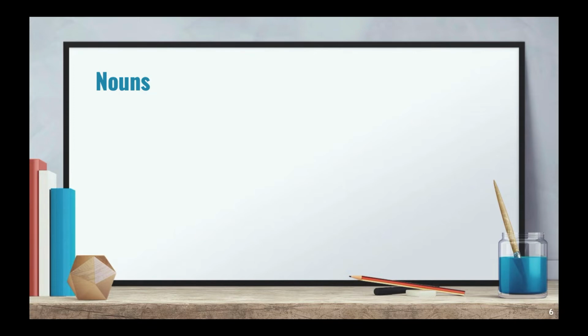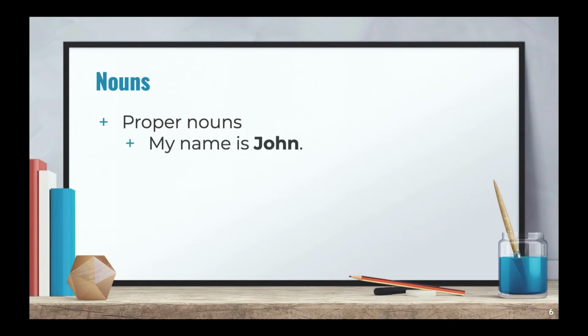Let's start with nouns. Nouns are a person, place, thing, or idea. There are 2 types of nouns. The first are proper nouns. Proper nouns are capitalized in the English language no matter where they appear in the sentence. Some examples include John and England.